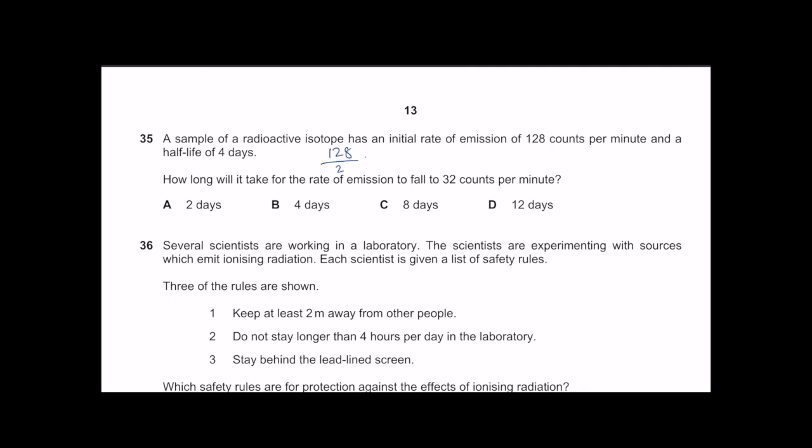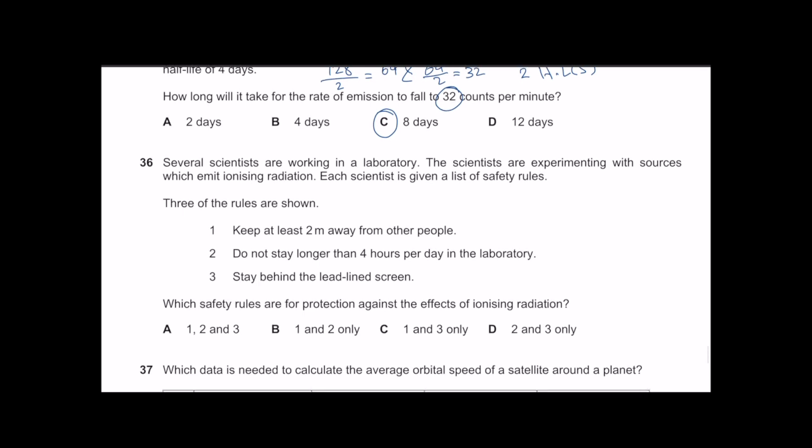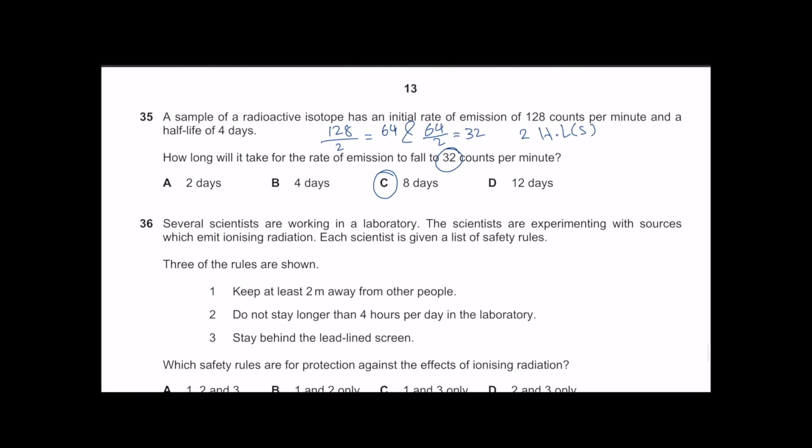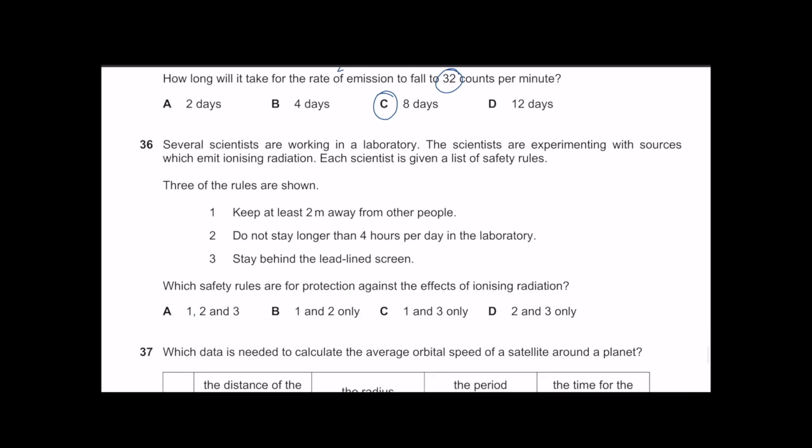After one half-life, it becomes 128 divided by 2, which gives you 64. Then after another half-life, the 64 will be divided by 2, which means 32. And this is what we have. So we have 2 half-lives, and each half-life is 4 days. So I'm going to go directly and choose 2 times 4, which gives you 8 days. I think that's very easy. We have many laws, we will study them in A2 later on, but to go the normal, easy way, it's much easier.